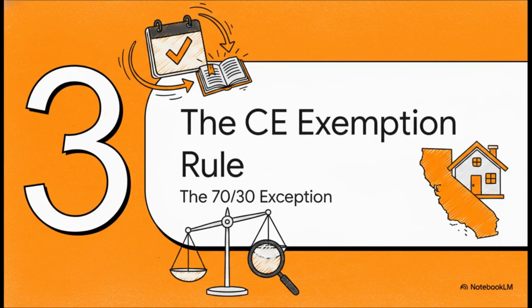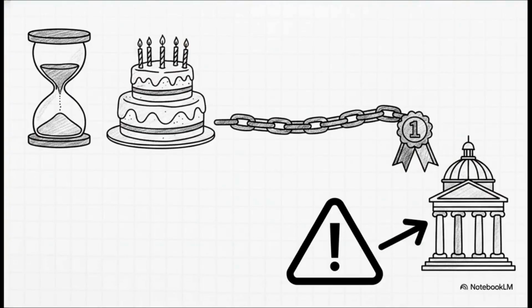Okay, Section 3, the CE exception rule. Let's talk about recognizing the 70-30 exception. For the long-term veterans out there, there's what's known as the 70-30 rule. You might actually qualify for an exemption from the 45-hour requirement if you've been a licensee in good standing for 30 consecutive years and you are 70 years of age or older. But please, take note of this massive compliance warning. Never just assume a government agency automatically knows it's your birthday. If you think you qualify, you must actively verify your status directly with the DRE.